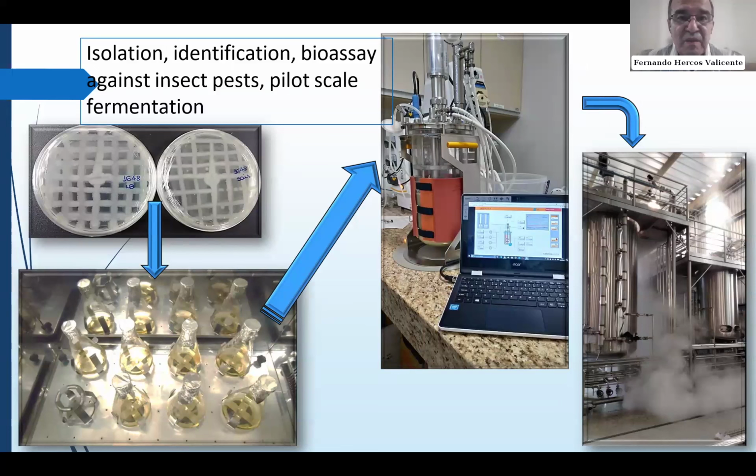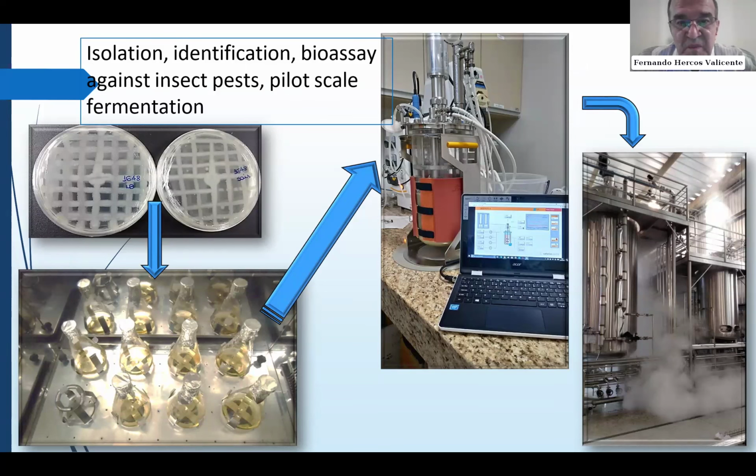So with BT we have the isolation, identification, bioassay against the target insect pest, and the pilot scale fermentation system. Then we transfer that to the private companies with large scale fermentation systems.